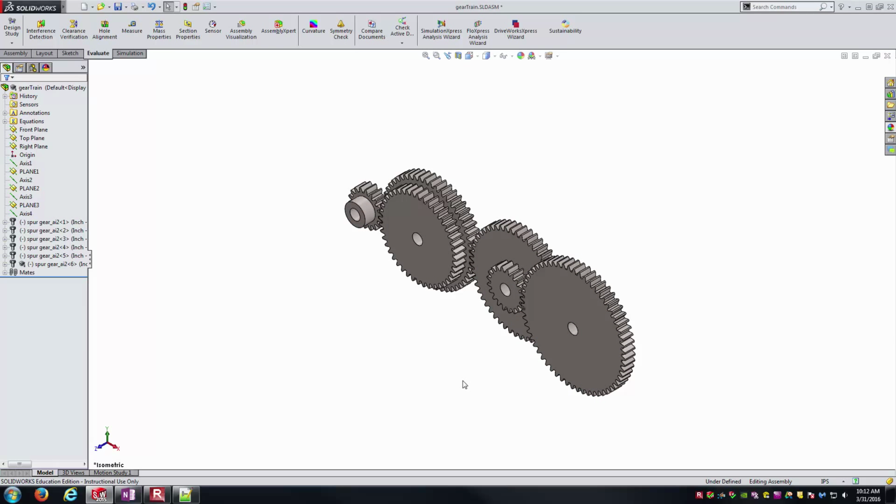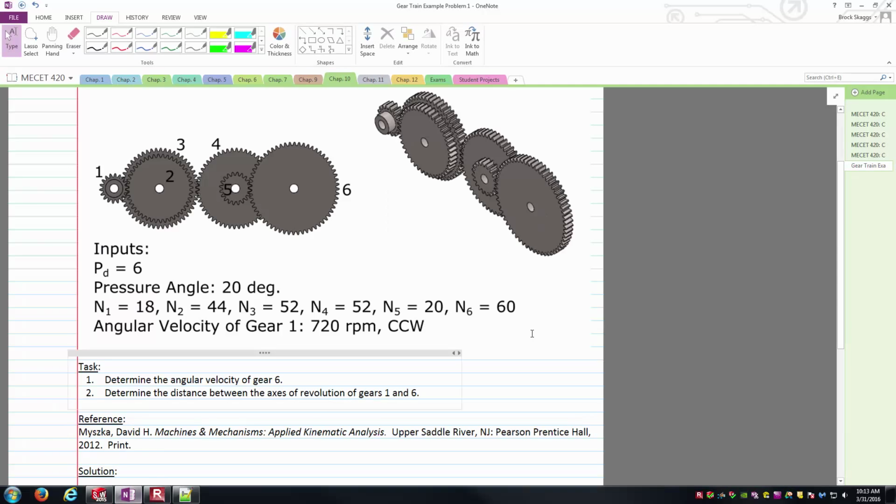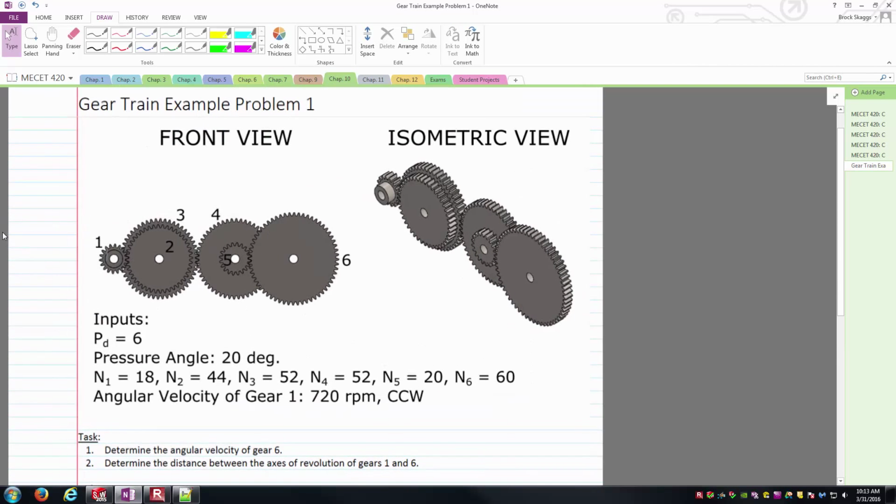The things we're going to ask is, if I know the angular velocity of this gear on the left hand side, can I calculate the angular velocity of the gear on the right hand side? And also, what are the center distances? By center distance I mean, say we take this gear and its shaft and axis that it's rotating about, and this gear and the shaft and axis it is rotating about. What is the center to center distance that needs to be achieved in order to have these gears mesh properly? Now that we've got the idea underway, let's hop into OneNote.